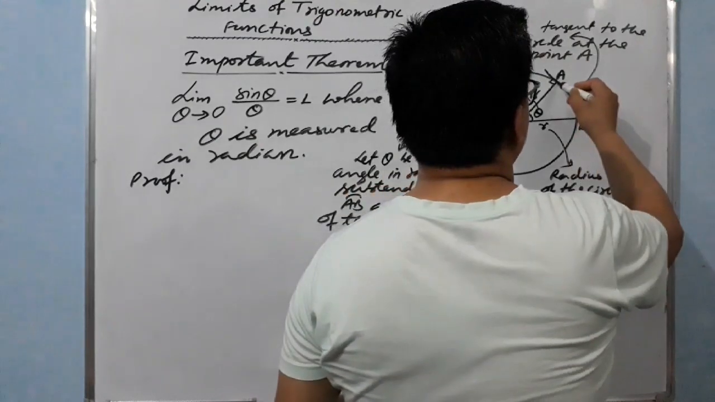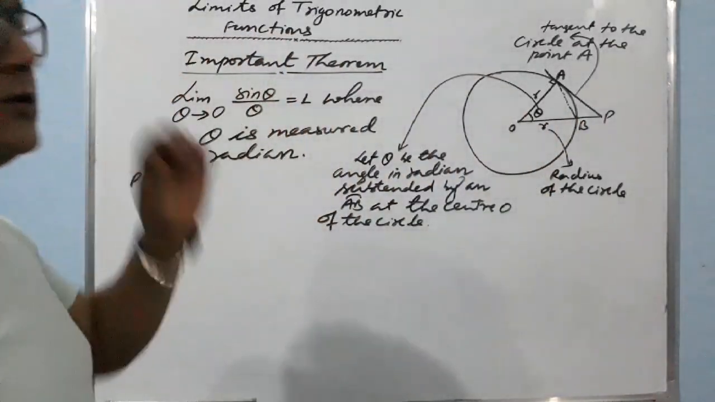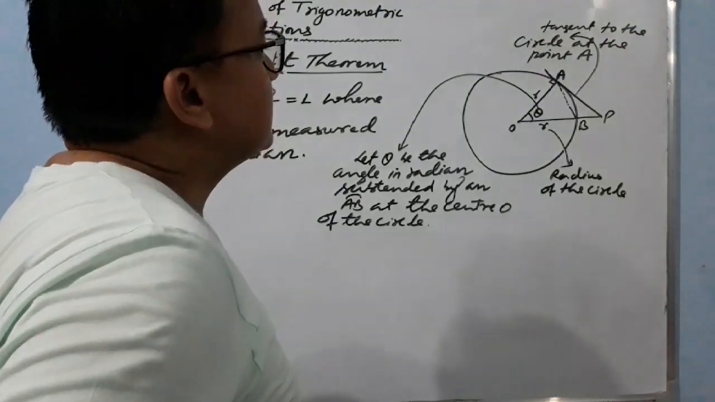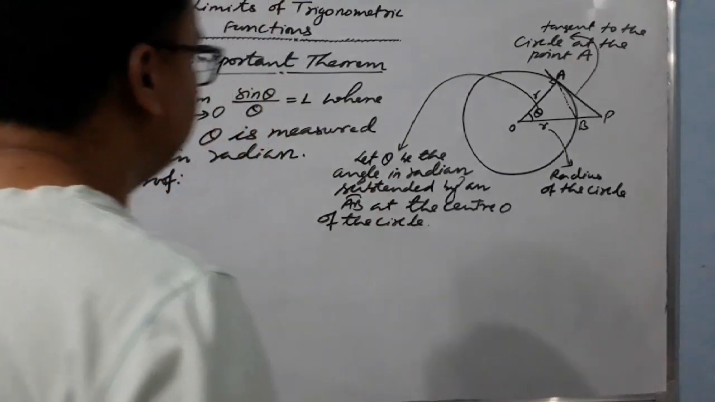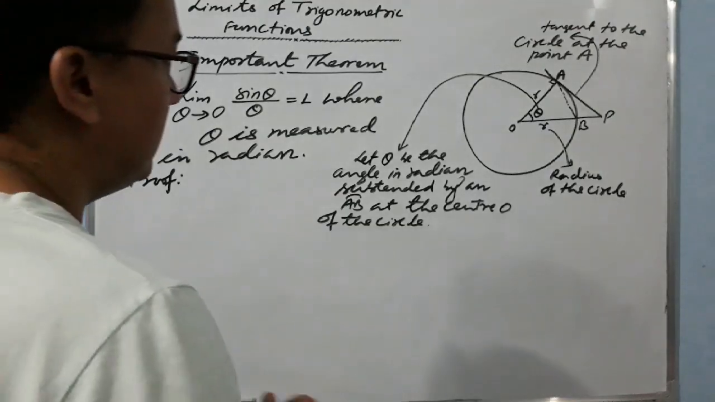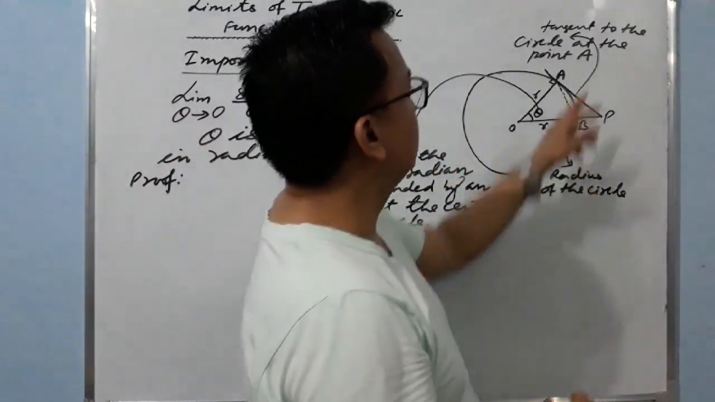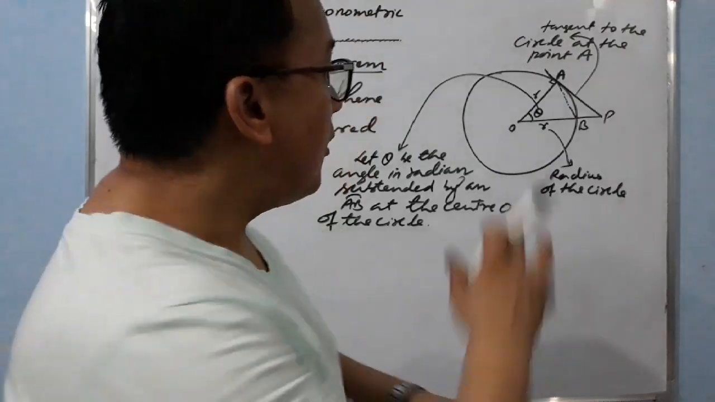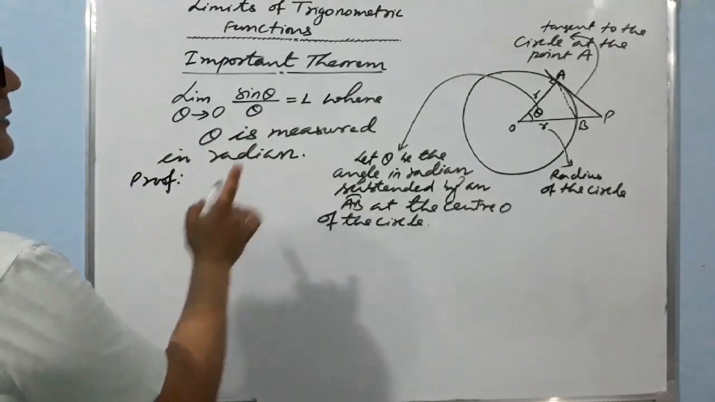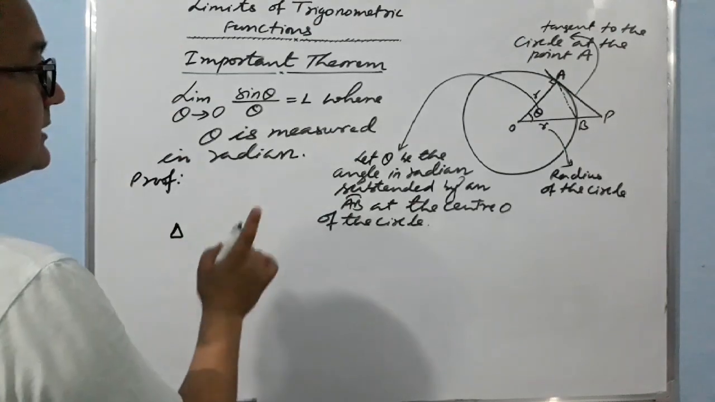Also join AB. Now you can see from this diagram we have three triangles. I'm not writing this description of the figure here. You can combine all these things to describe the diagram. Then we have three triangles, and a sector there.